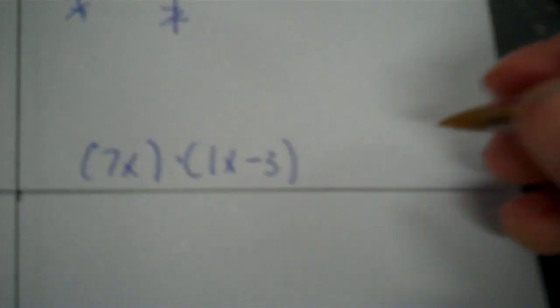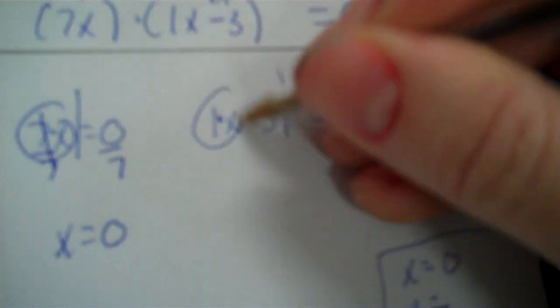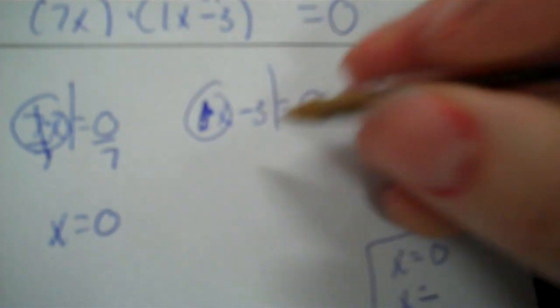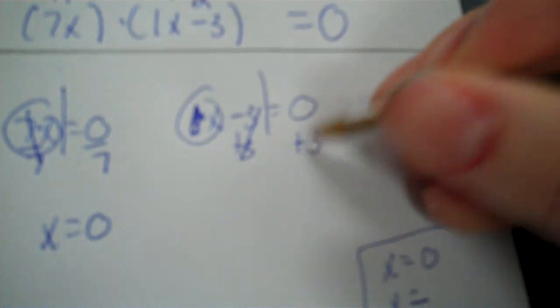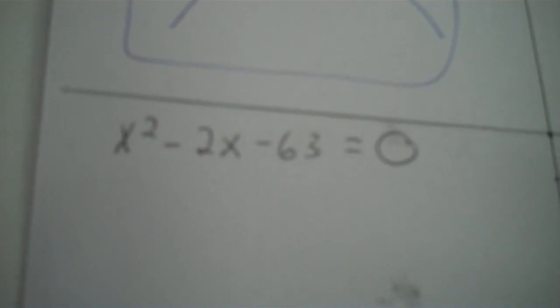Then you put equals 0. And you solve it, f1, f2. So 7x could equal 0, 1x minus 3 could equal 0. So 0 divided by 7 is 0. Then if you have 1 as your multiplication dot number, get rid of it and you just add 3 and you're done. 0 plus 3 is 3. 0 and 3.